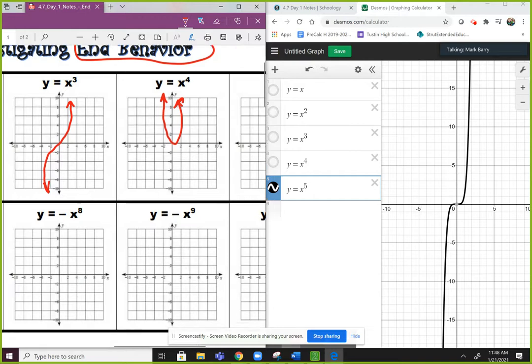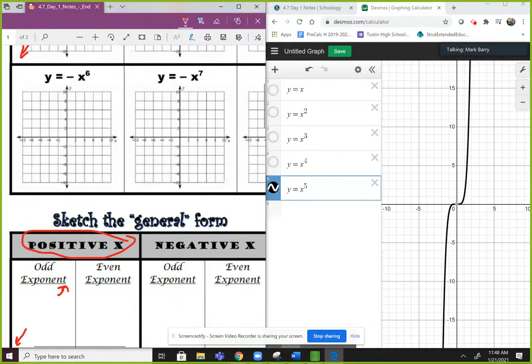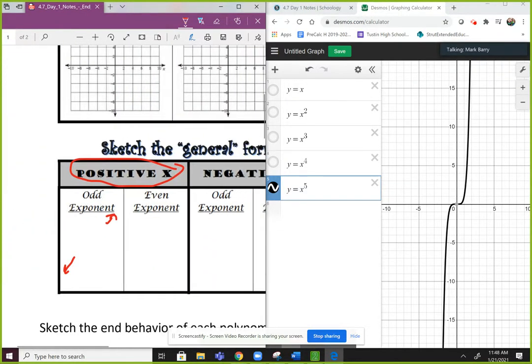All right, we notice for those ones, when we have the positive x, that it goes up to the left and up to the right. On both sides, left and right, it's going up, yes? That's actually true for all even exponents when we have a positive x value, okay? It's going up to the left and up to the right. And that down to the left and up to the right is true for all odd exponents, okay?